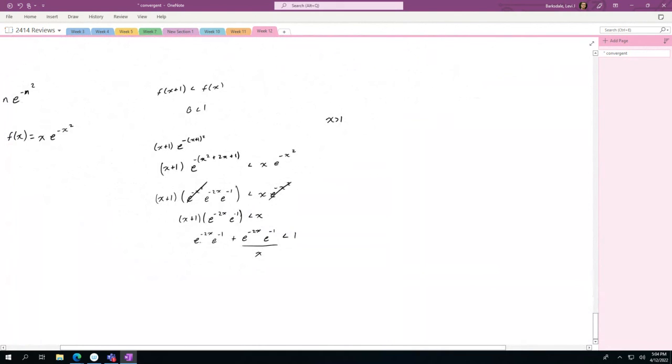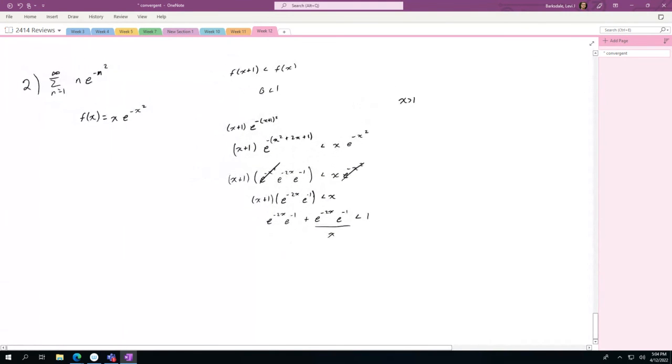Which means that all of this is really going to be small. All of this left-hand side is going to be smaller than 2 times e to the negative first. And e to the negative 1 is just 1 over e, and 2 over e is still less than 1. So because that's less than 1, it's a true statement for all of the x values bigger than 1. So then I've shown that f of x plus 1 is always smaller than f of x for all of my x values. So it's a decreasing function.